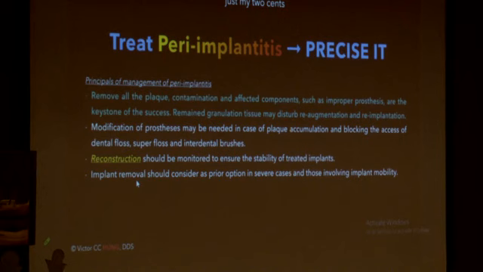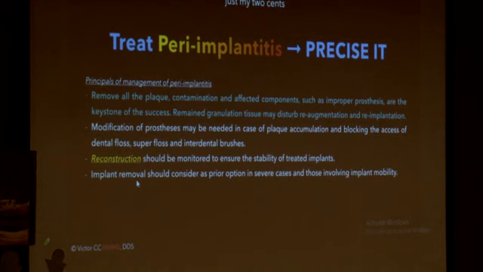You have to remove all the plaque, contamination, affected components, such as improper prosthetics. And also you have to make sure all the granulation tissue is removed and then re-augmentation is placed. For this kind of patient, all the things we have just been talking about are about reconstruction. Some people may ask if there is a possibility of re-osseointegration. This is still unknown. We have to make sure the implant has good stability, and that's all for peri-implantitis treatment. To talk about re-osseointegration, sometimes your grafting material may be affected, and also your technique may be affected.